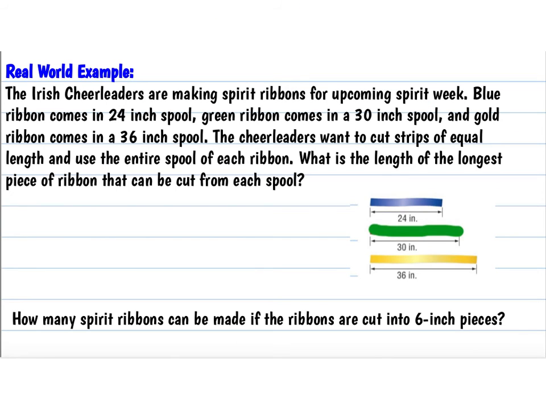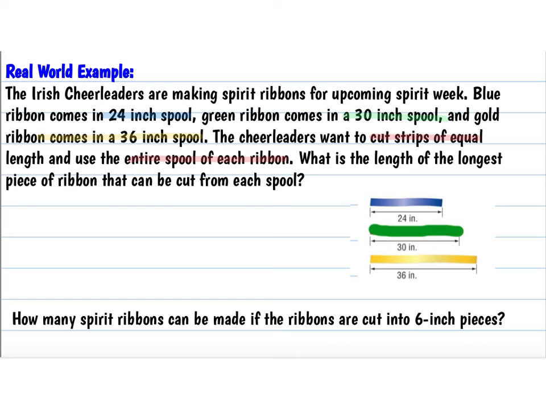Word problem, real world example. All right, so no fear, let's work through this. You might have to read it more than once, and that's okay. The Irish cheerleaders are making spirit ribbons for upcoming Spirit Week. Blue ribbon comes in 24-inch spool. Green ribbon comes in 30-inch spool. And gold ribbon comes in 36-inch spool. The cheerleaders want to cut strips of equal length and use the entire spool of ribbon. What is the length of the longest ribbon that can be cut from each spool?